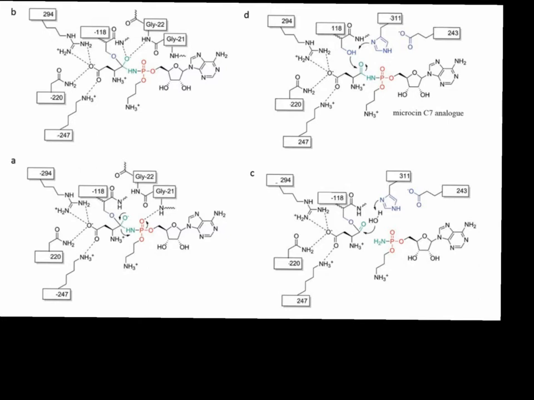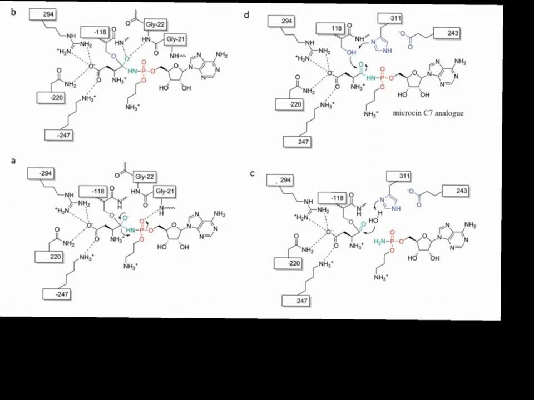In 243 we have a glutamate. In 247 we have a lysine. You can tell by that long chain. In 294 we have an arginine. And in 311, the one we should know best right now from number 3, we have a histidine.